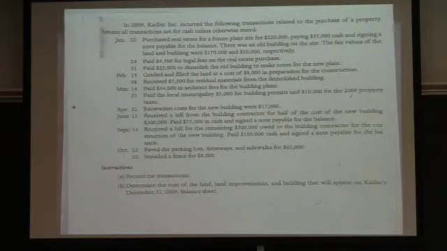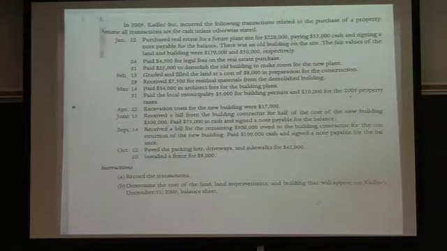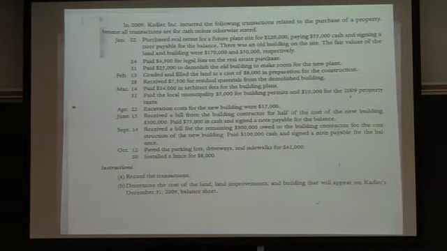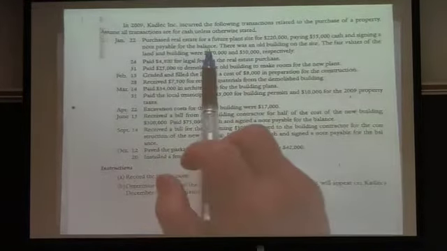So let's look at the first transaction. So in 2009, Cadlick incurred the following transaction related to the purchase of the property. And these transactions assume cash was paid unless otherwise stated. So on January 22nd, the beginning of the year, the company purchased real estate for a future planned site for $220,000, paying $55,000 cash, and signing a note payable for the balance.